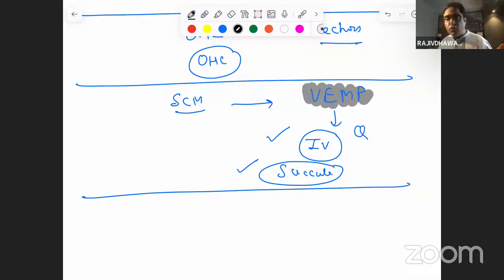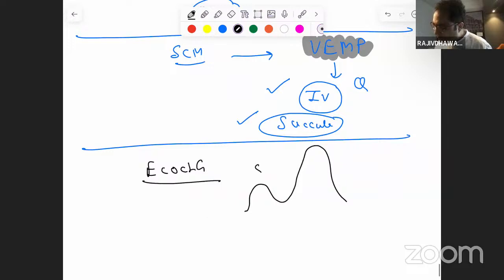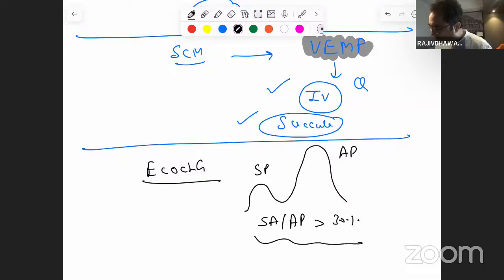And lastly, if you give sound to the ear and you record the electrical activity from the cochlea only, it's called electrocochleography, which is used for Meniere's disease. In that, we record the summation potential and action potential. An SP-AP ratio of more than 30% is suggestive of Meniere's disease.